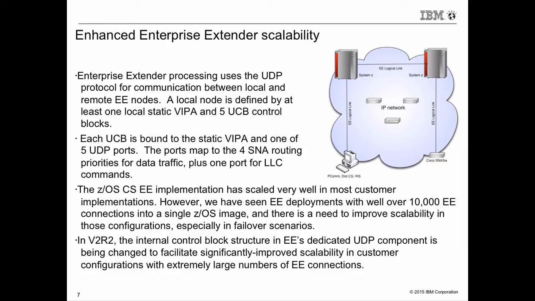So what's happened in 2.2 is more internal plumbing, basically some restructuring of some control blocks to remove some serialization bottlenecks and allow us to scale past the 10,000 connection mark fairly far. So again, not that interesting to many people, but there are a couple of customers worldwide that are looking to take EE into that type of territory.